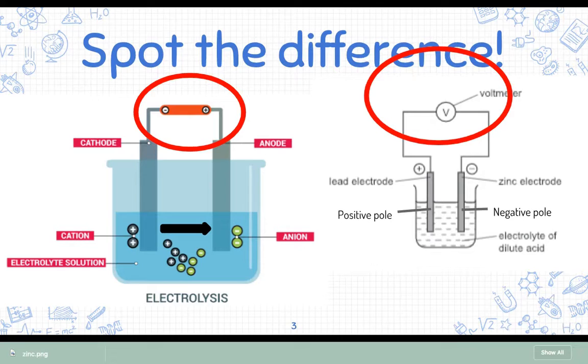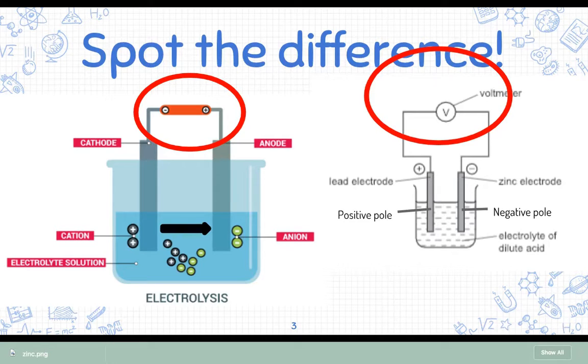First up is probably the most important difference. If ever you're in an exam and you see what looks like an electrolysis cell, the first thing you have to do is look: does it have a battery or does it have a voltmeter at the top? If it has a battery, it's an electrolysis cell because it needs the battery to drive the reaction. If it has a voltmeter or something else, a bulb or something that's not a battery, then it's a picture of a simple fuel cell.